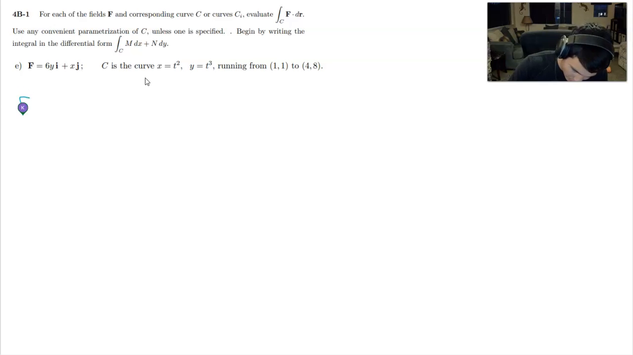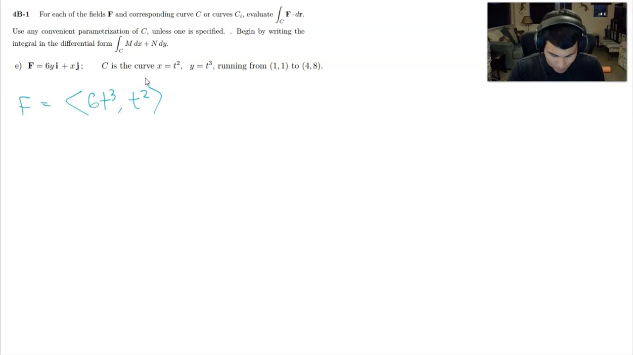Well, first, let's just rewrite f in terms of t. So if we have 6y, that's going to turn into 6t cubed. And then if we have x, well, that's just going to turn into t squared. Okay, so not so bad yet. But what makes this really fun is the fact that this is x and y, but this is x and y here. Actually, before I do that, let me just write the integral, and you can try to think in your head of how you're going to get our bounds. So we'll just call our bound c for now.